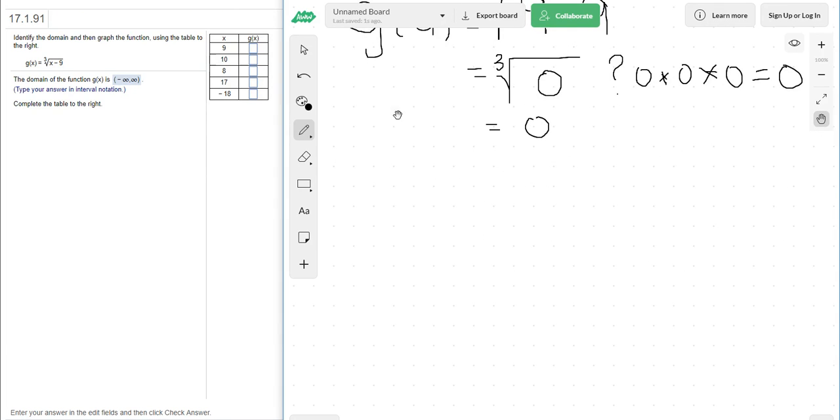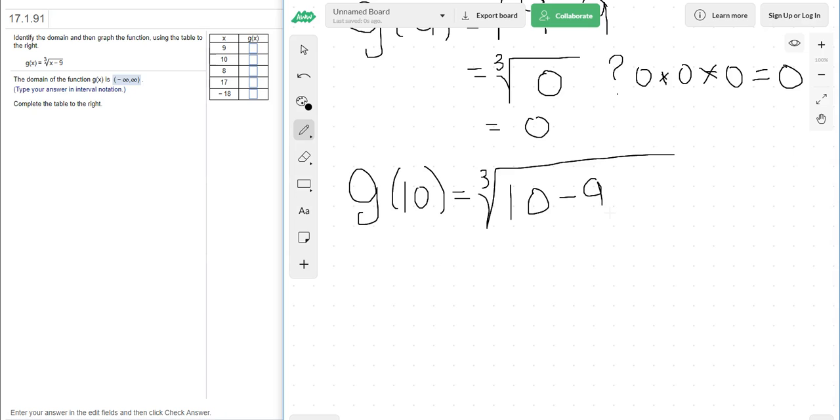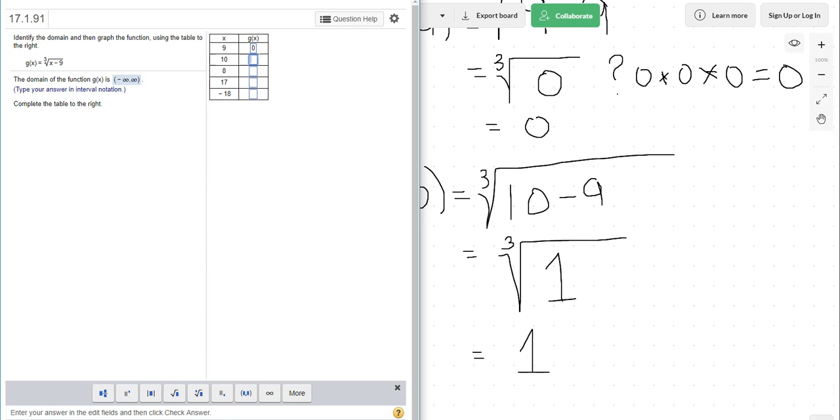The next one is 10. So I am going to do g of 10, and that is the cubed root of 10 minus 9, which is really just the cubed root of 1. And now I've got to ask myself again, is there some number that I can multiply 3 times to give me 1? And the answer is yes. 1 times 1 times 1 is 1. So 1 and 0 so far have been perfect cubes, which lets me reduce it completely. So I can type in 0 and I can type in 1.